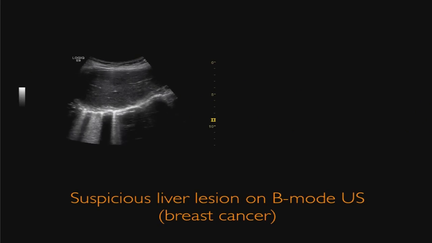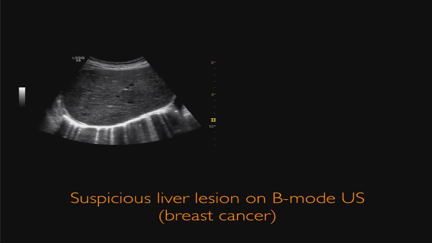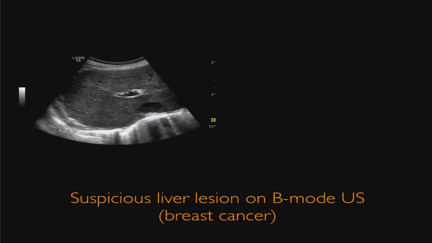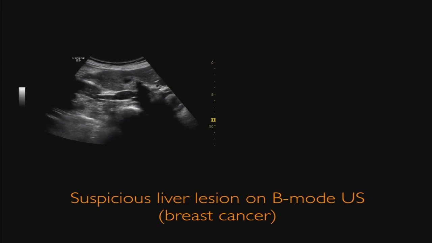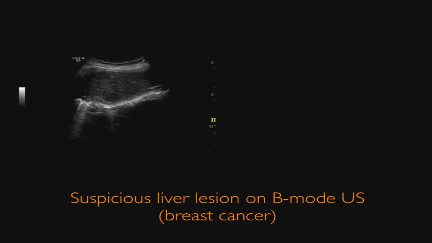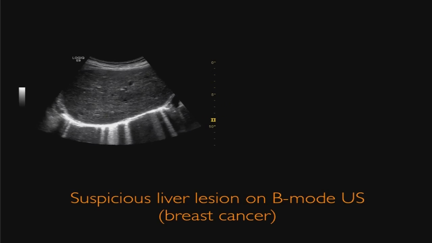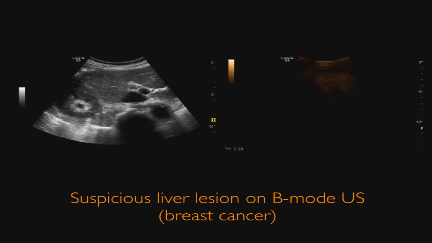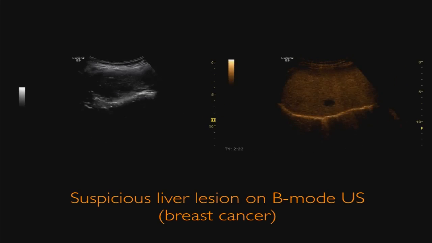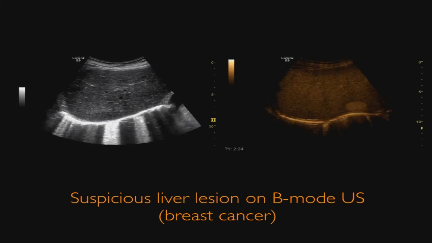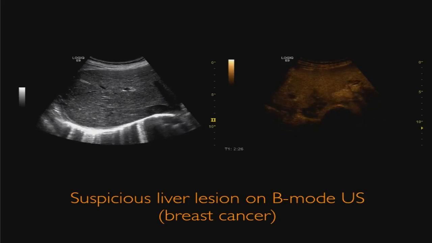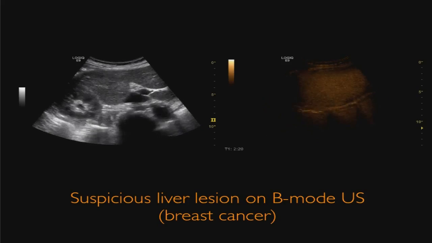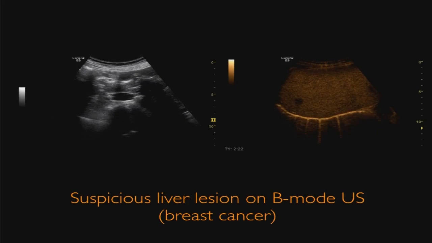Okay, so this is another patient, suspicious liver lesion on B mode. And when you look very carefully, you see here in segment 6 a lesion. But we were not that convinced that it was really a metastasis, but when you give contrast, it is really a clear case. So you see several lesions, and all are clearly not enhancing in the late phase.